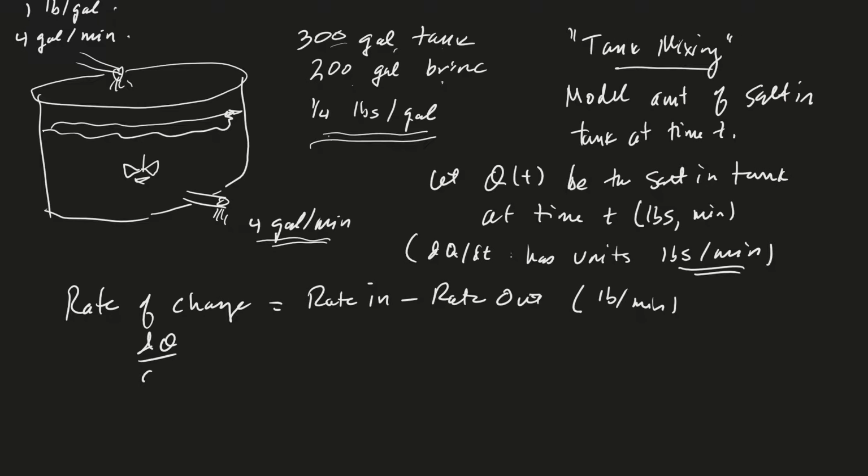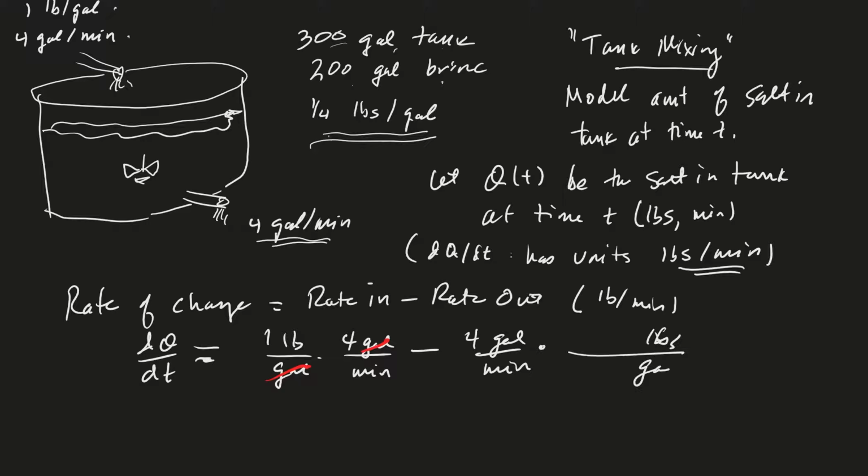So dQ over dt is equal to, the rate in is 1 pound per gallon, but that's not the right units. I do see I have 4 gallons per minute, and now you might notice that the gallons cancel and we're left with the right units. So therefore the incoming is just going to be 4, and then we subtract the rate out, so that's 4 gallons per minute, and then that's going to be again pounds per gallon.